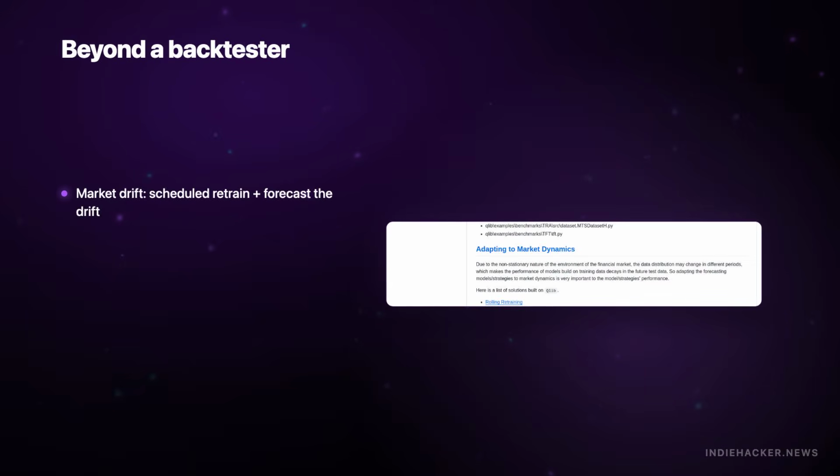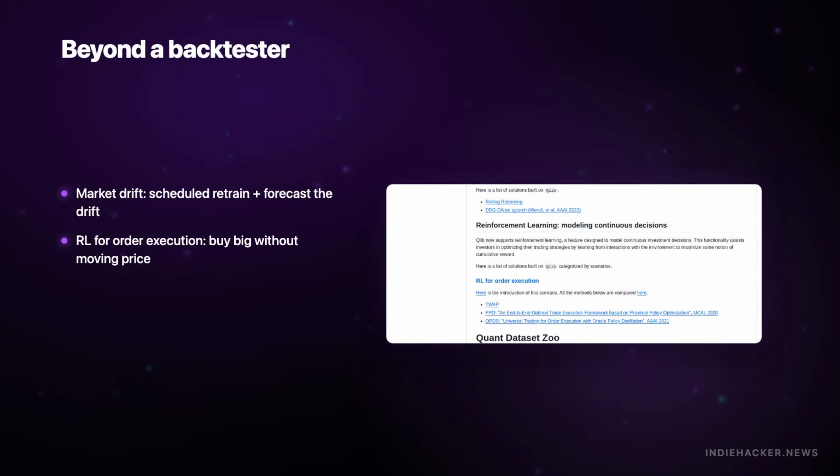Now the second half, and this is what separates Qlib from a glorified backtester. First, markets drift. A model trained on last year quietly rots when the regime changes, so Qlib has a whole module for adapting to that, retraining on a schedule and a method that tries to forecast the drift before it actually hits you. Second, there's reinforcement learning aimed squarely at order execution, the unglamorous problem of how you buy a huge position without your own buying shoving the price up against you.